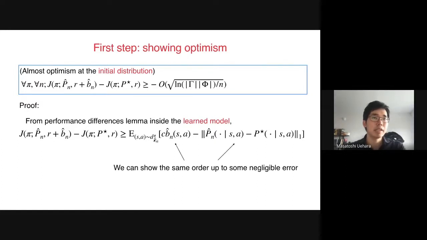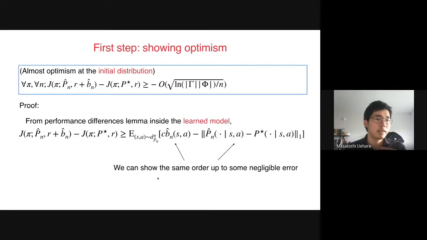And we can show that both terms, p hat n and the error of the MLE term, have the same order up to some negligible error. And basically that's done.